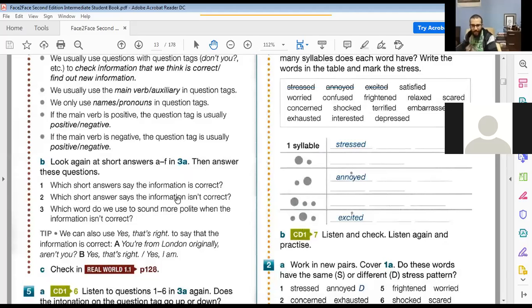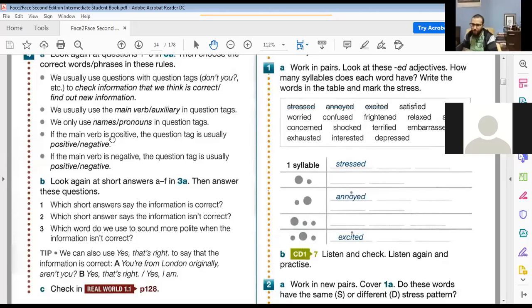It could be about any subject pronoun, any person. But the idea is you should typically use the pronoun itself. We don't use names.